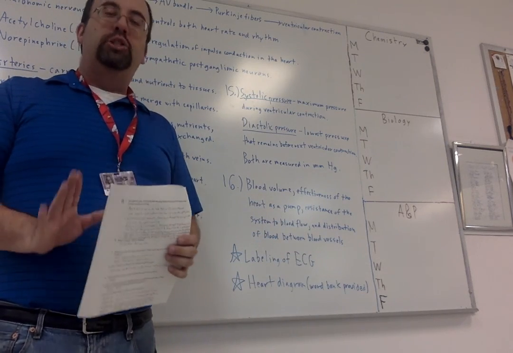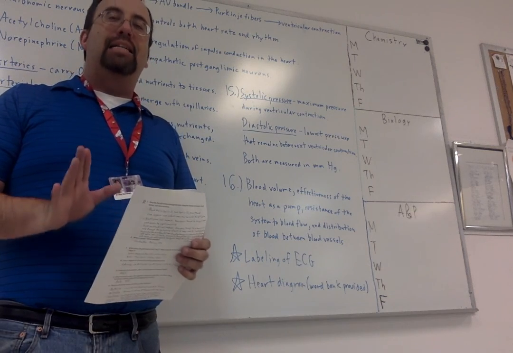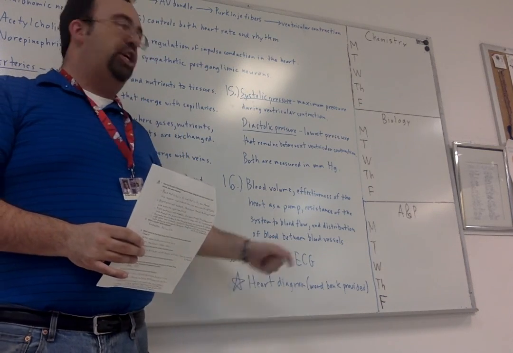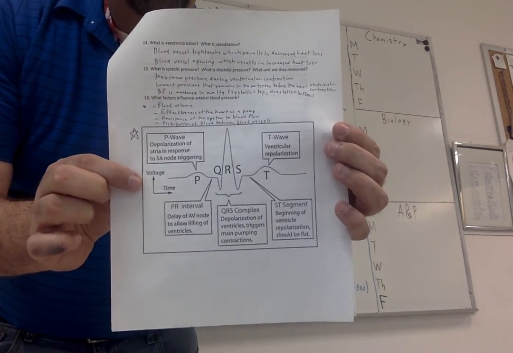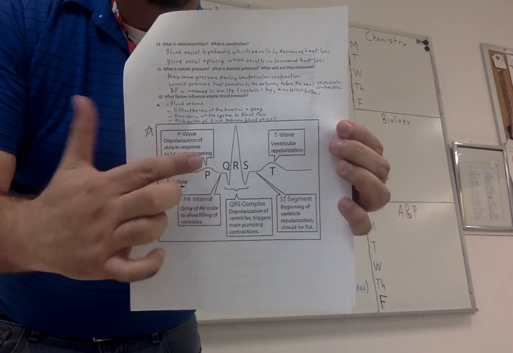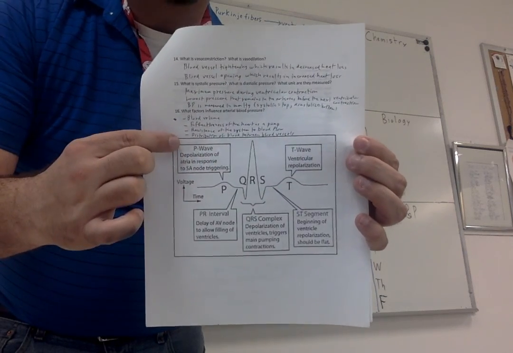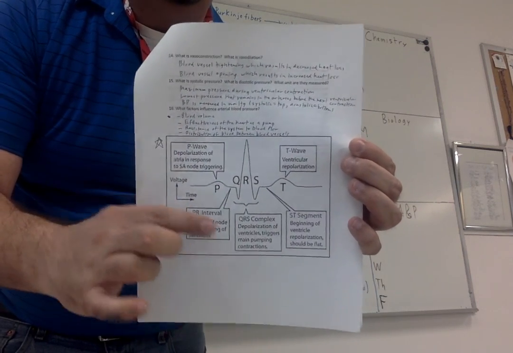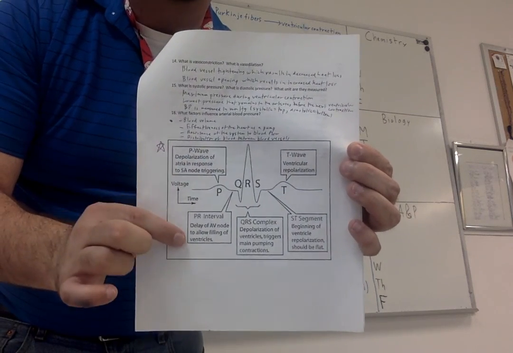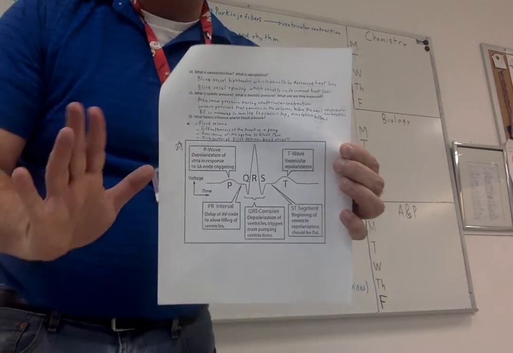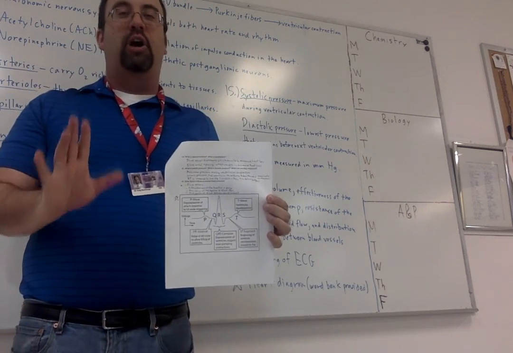All right. Also wanted to remind you that there will be a diagram of an ECG on the test. And so again, if you're curious, this is the ECG. I would have these labeled for you, but then you basically have to identify each of these parts of the ECG and then give a brief definition for each of those. And so that'll be one of the figures on the test.